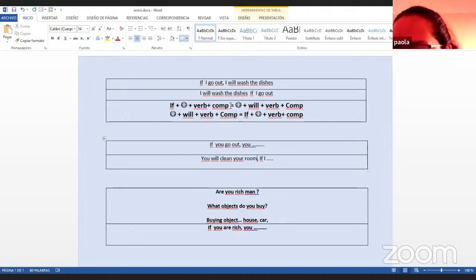And then after they mention, I am going to structure the sentence, the grammar sentence, and I'm going to say, if you are rich, you will buy a house, you will buy a car, etc.